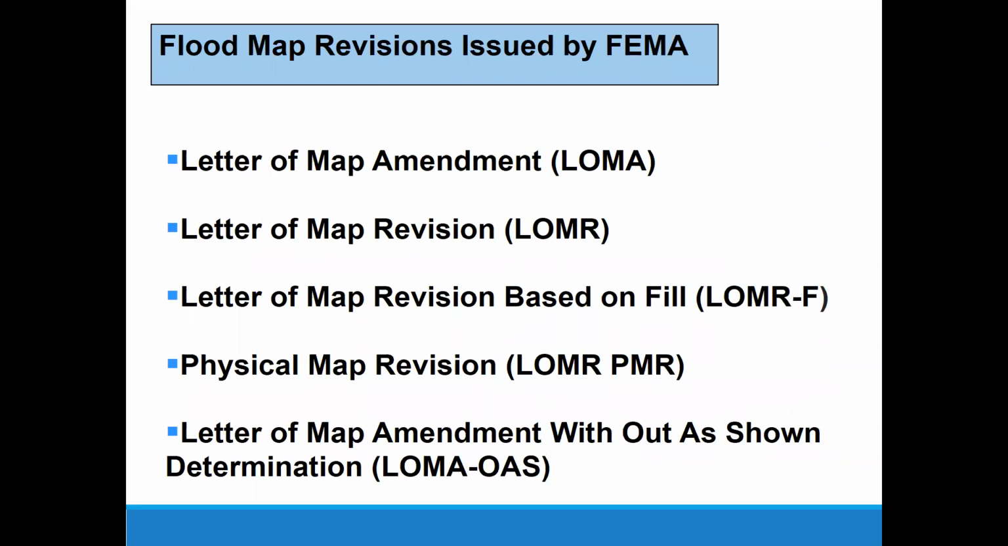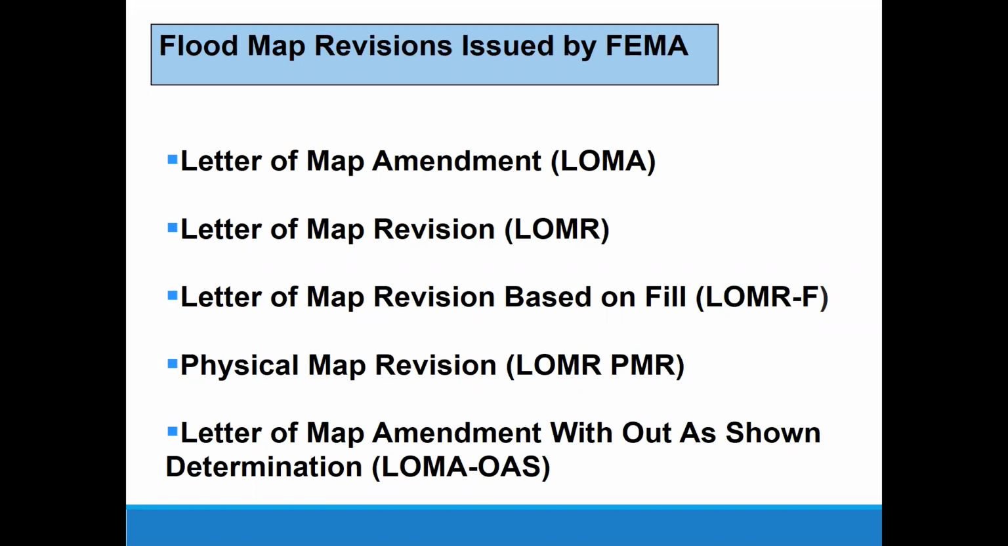Different types of letters of map revision. I talked about LOMAs in the beginning, but a LOMA is basically saying that the ground around the house is higher than the floodwater is predicted to reach. Therefore, the floodwater can never reach the house. FEMA, please issue a letter stating that the house should not be in the floodplain, even though the map shows it is. FEMA won't redraw the map itself. They'll issue a letter. The letter's attached to the map stating that the map's been amended.